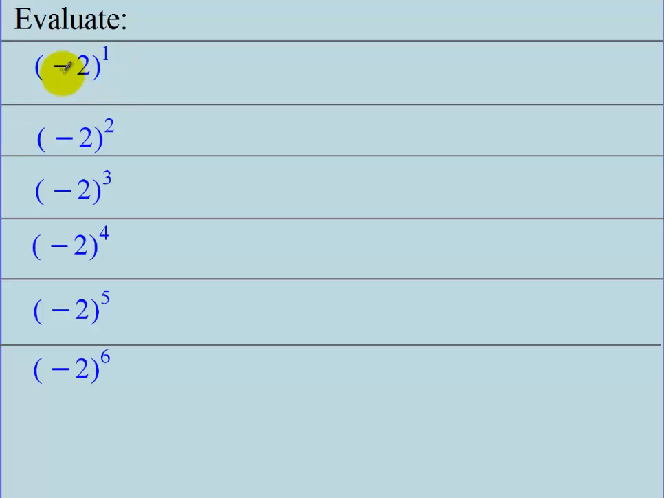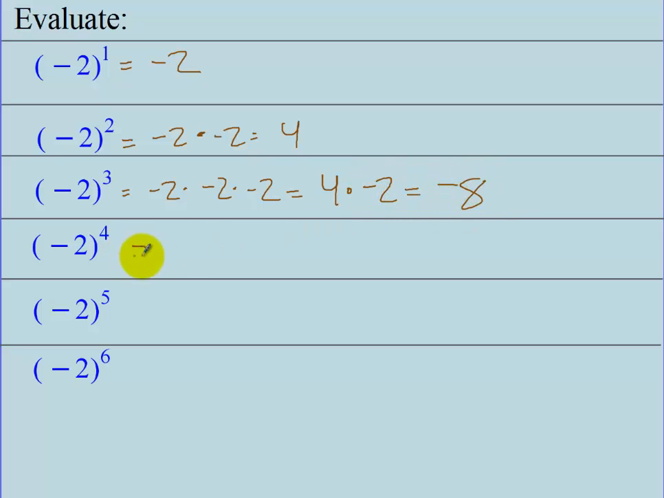Let's see if evaluating these are negative 2 to powers. Well, negative 2 to the first power is just negative 2. Squared is going to be negative 2 times negative 2, which will be positive 4. To the third power, it's going to be negative 2 times negative 2 times negative 2, which is the same thing as positive 4 times negative 2, which is negative 8. And you'll see a pattern where we're rotating positive and negative. This will be positive 16, this will be negative 32, and this will be positive 64.